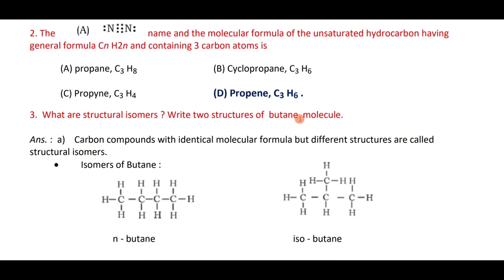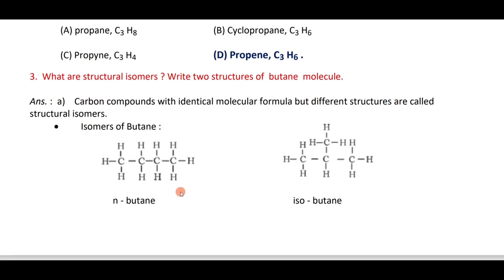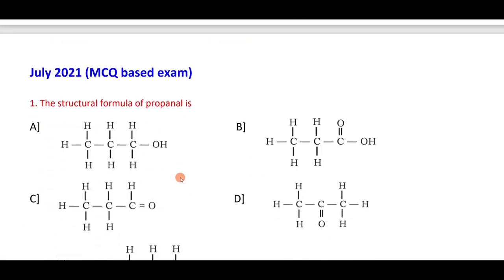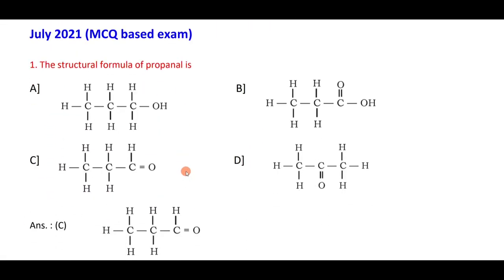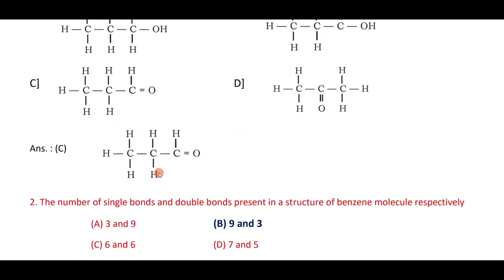What are structural isomers? Write the 2 structures of butane. Carbon compounds having same molecular formula but different structures are called as structural isomers. See, molecular formula is same but structures are different. The structural formula of propanol is option C. Aldehyde. We have aldehyde as a functional group.